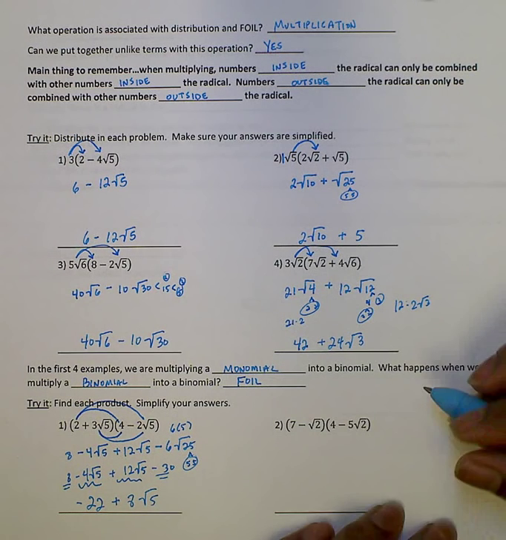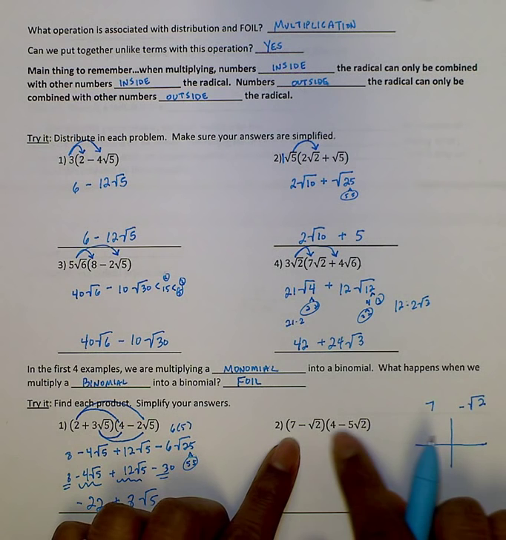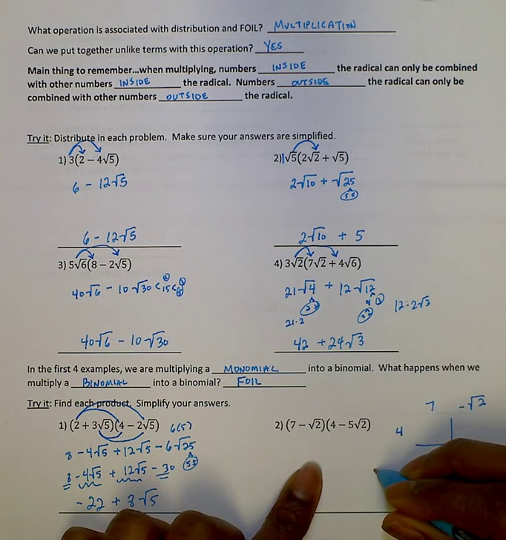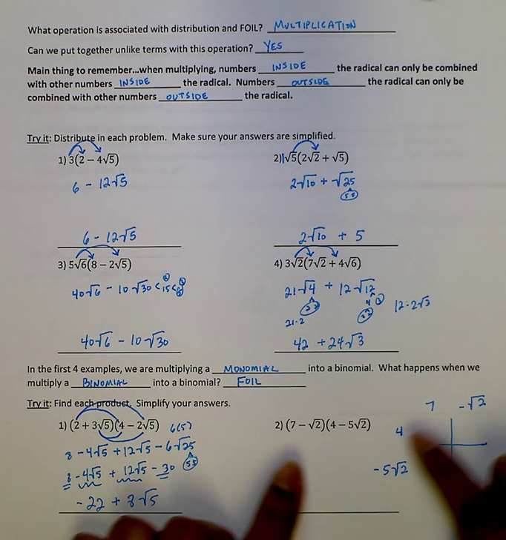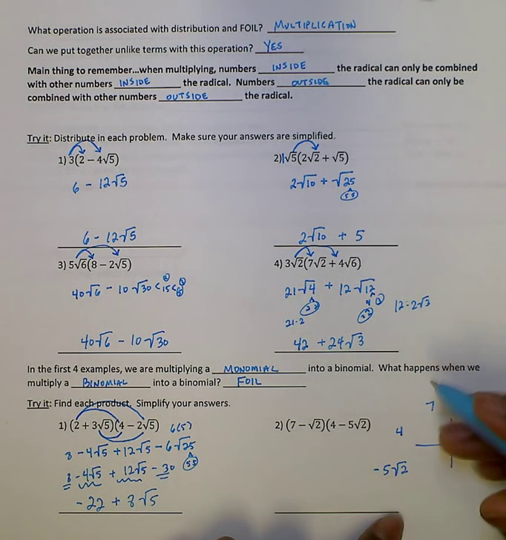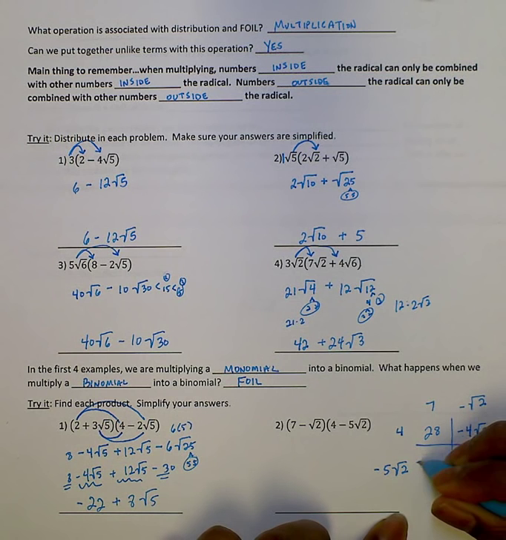Alright, if you don't like the FOIL method, or if you really like the box method, we can use the box method. 7 minus radical 2 times 4 minus 5 radical 2. Remember we're going to separate this based off of the addition and subtraction signs. That's how we know we're going to the next term. So I have 7 minus radical 2 on the top, 4 minus 5 radical 2 on the left. And then I just go through and multiply. That gives me negative 4 radical 2 here. That'll give me negative 35 radical 2 here.